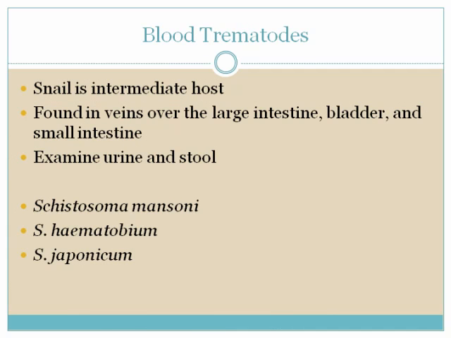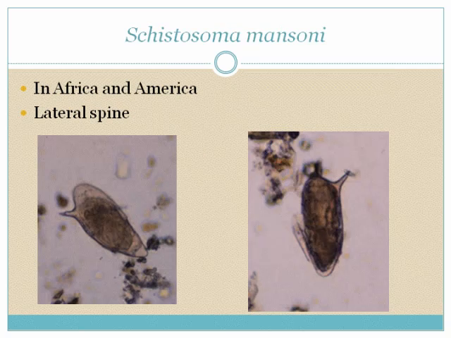All right, moving on to blood trematodes. Snails are the intermediate host of these trematodes. In the human, they're found in the veins over the large intestine, the bladder, and the small intestine. And you can see them either in the urine or the stool. Three that we're going to talk about are Schistosoma mansoni, haematobium, and japonicum. Schistosoma haematobium is the one that you can see in urine. The other two, you will more than likely see those in the stool.